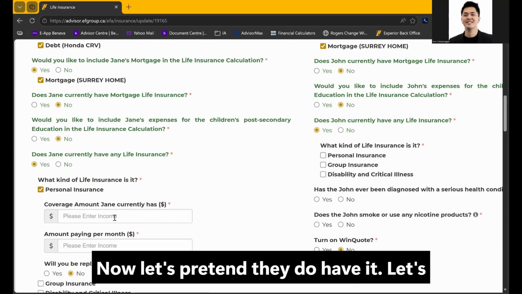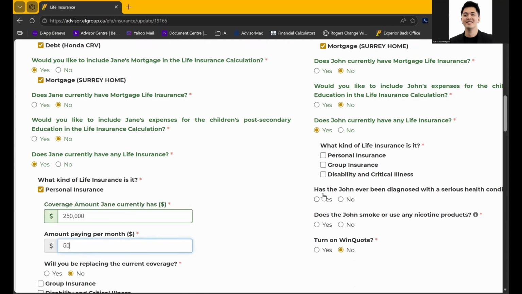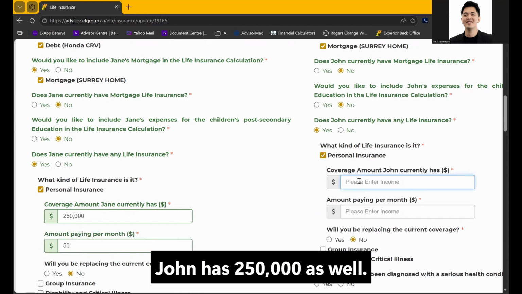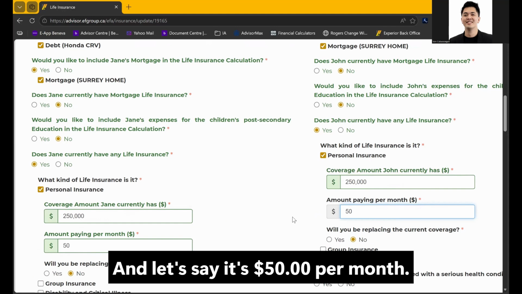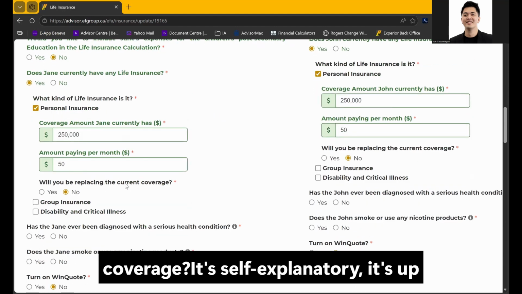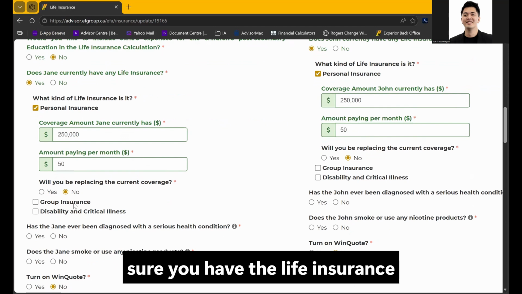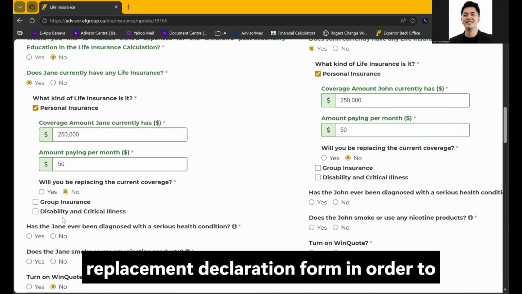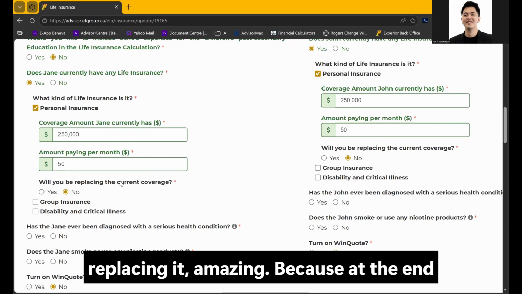Now let's pretend they do have it. Let's say Jane has 250,000, and what she's paying is $50 a month. John has 250,000 as well, and let's say it's $50 per month. Will you be replacing the current coverage? It's self-explanatory. It's up to you if you want to replace it. Make sure you have the life insurance replacement declaration form in order to stay compliant. Otherwise, if you're not replacing it, amazing.